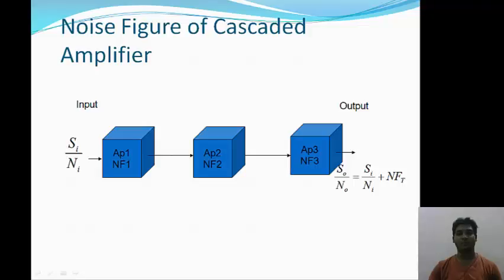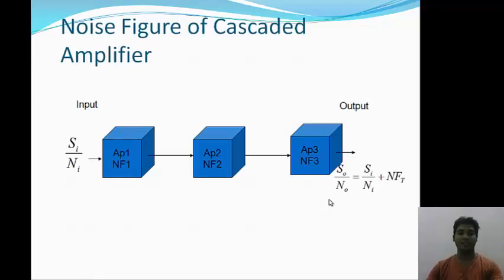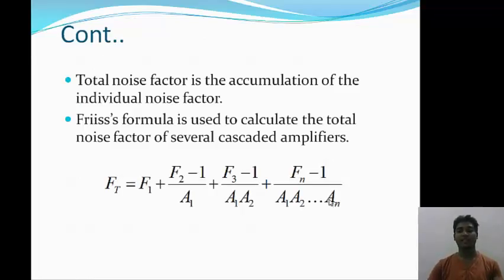The noise figure of a cascade amplifier. In a cascade amplifier, we cascade a number of amplifiers to get more and more gain. In this also we encounter some noise. The signal to noise ratio is calculated by the formula So by No equals Si by Ni plus NFT, where the total noise factor is the accumulation of the individual noise factors in each of the amplifiers. The noise is calculated and accumulated to get the total noise.